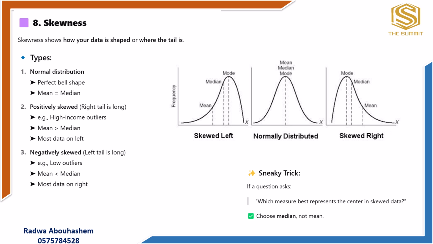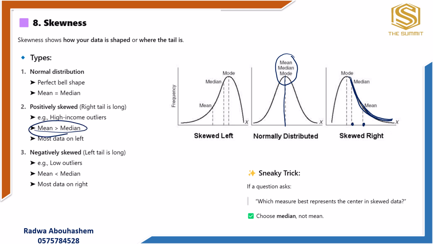Are most of the data shifted to the right or to the left? Is it positively shifted or negatively shifted? So this is the normal distribution, as we agreed. In the middle, the mean, median, and mode are equal. Now, if you are positively skewed, this means that the right tail, as you see here, is long and your data is shifted to the positive direction. So this means that the mean is greater than the median.